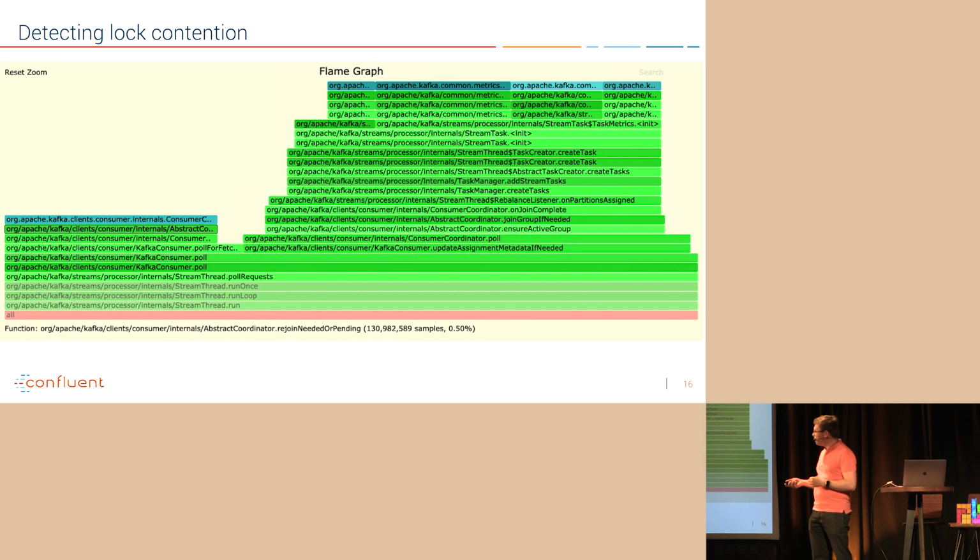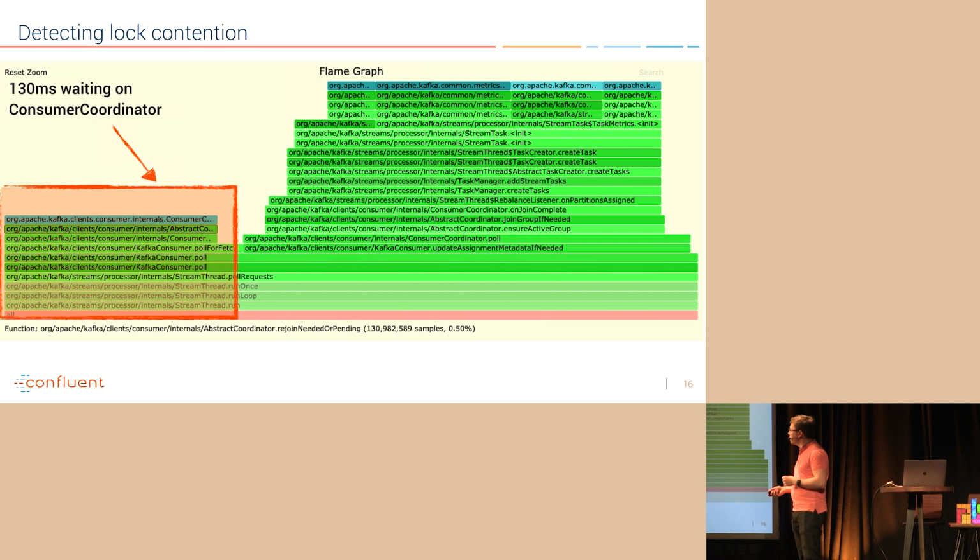So this is an example of a startup of a Streams application. During start, we're spending 130 milliseconds waiting on this consumer coordinator object. The nice thing about the flame graph is that it'll show you at the top of the stack what actual object is being locked on and waited on. So it's very detailed in really understanding where your bottlenecks are. And what this means in this case is you're probably spending a lot of time rebalancing the consumers, because the consumer coordinator is responsible for that.